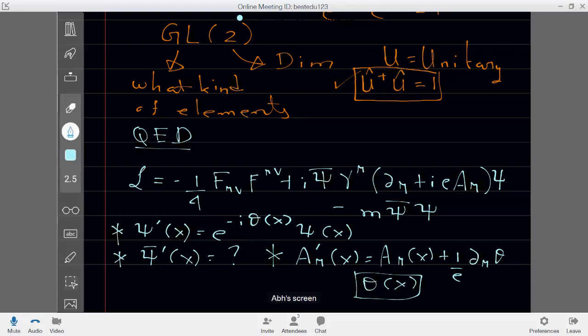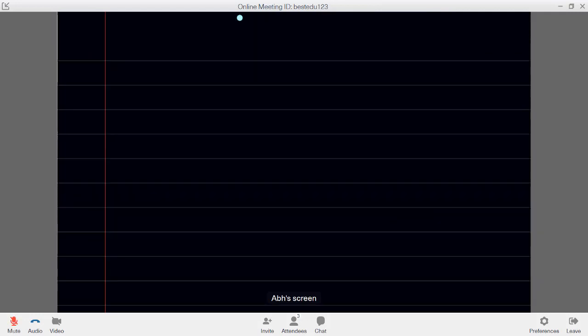Okay, so let's go to the next part. Let's go to the formal definition of group now. So the idea is clear, right? Why we are studying groups. The idea is clear.